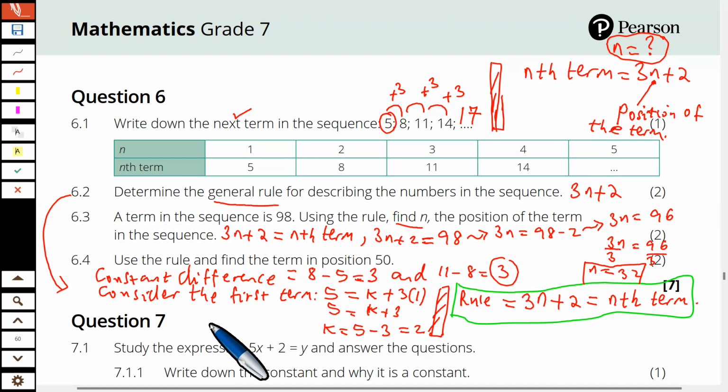Is the 50th term 170? Okay, is it 170? We're going to check just now together and see if it is indeed 170. Let's just check if that is the case.